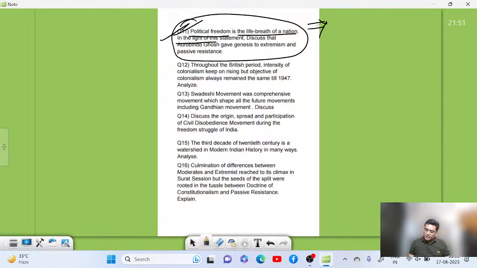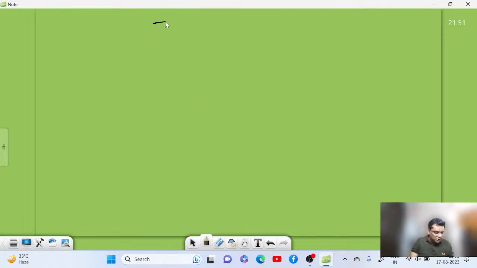Now the next question is: throughout the British period, the intensity of colonialism kept on rising, but the objective of colonialism always remained the same till 1947. Analyze. Throughout the British period, the intensity of colonialism kept on changing. Do you understand the meaning of colonialism and imperialism?